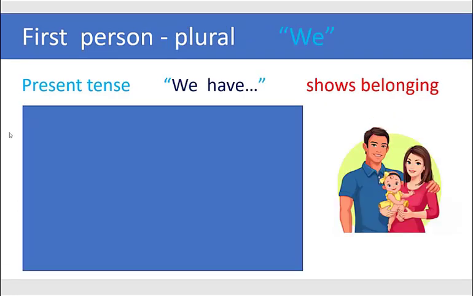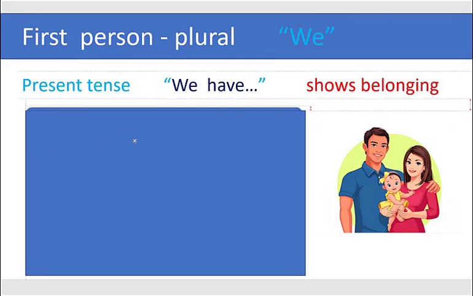Okay, we're now going to look at the first person plural form that we use with the verb have, and that is we. So we would mean myself and you, or myself and a group of other people. So when we're talking in the first person but plural, meaning there's more than one, then we can use we have. So it's still present tense. So let's have a look at some sentences using we have.